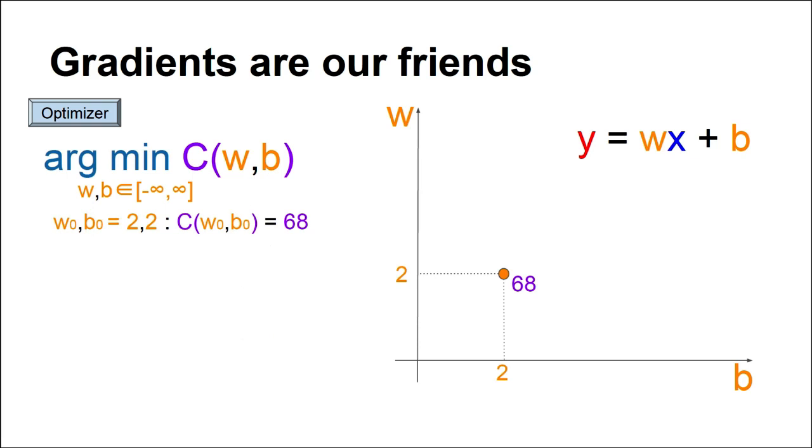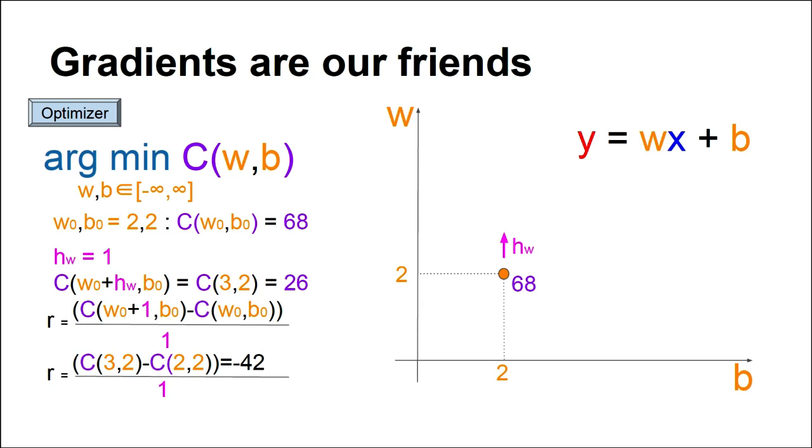So let's start from that point again. But instead of just trying different values, let's define a vector, which we will call h of w, and say that that's the direction of the step size. And let's say that for now, h of w is 1. And what we want to do is to say, OK, if the cost of the current values plus that vector is 26 now, so once we take that step, we'll get to 26. We can compute, based on the distance that we travel, how much each unit towards that direction will reduce the cost function.